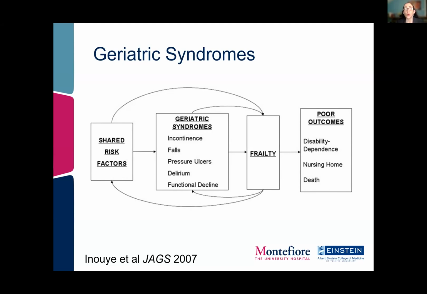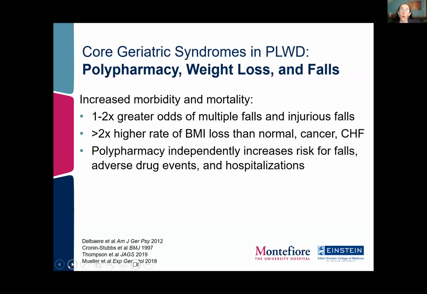And we know that when individuals have multiple geriatric syndromes, they can interact with each other, and each of them increases the likelihood of frailty, which increases the likelihood of poor health outcomes, which is why we need to be thinking about identifying and addressing geriatric syndromes wherever we can. And obviously, this is even more important in individuals living with dementia. We know that geriatric syndromes, specifically polypharmacy, weight loss, and falls are the ones that I focus on, are important in these individuals because they cause increased morbidity and mortality than they do even in other older adults.